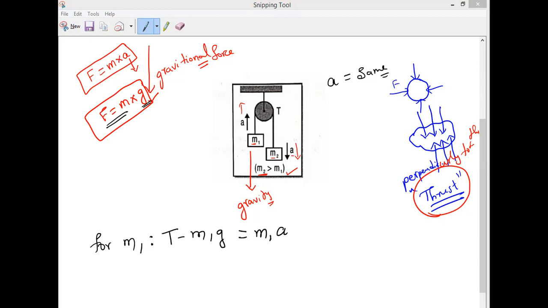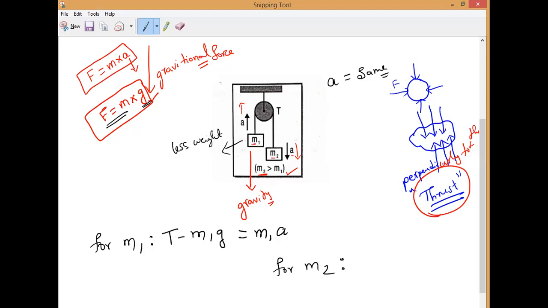Now body 2, tell me anybody. For body 2, M2 is not T minus. See here, this body has less weight. Which one has less weight, M1 or M2? M1, that is why we subtract M1G from the tension: tension minus M1 into G. But here, which body is heavy, M2 or M1? M2 has heavy weight, so it is coming in the downward direction.